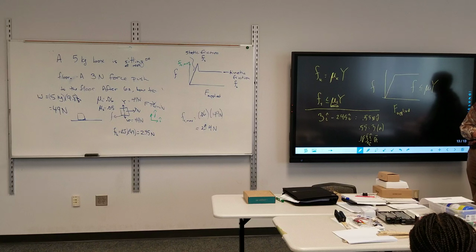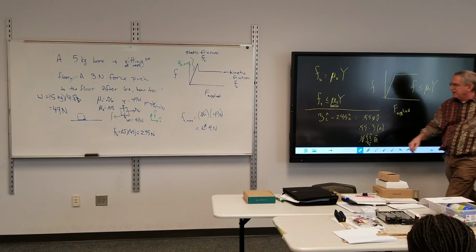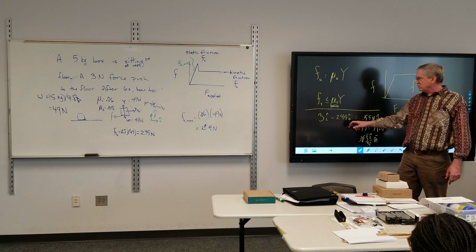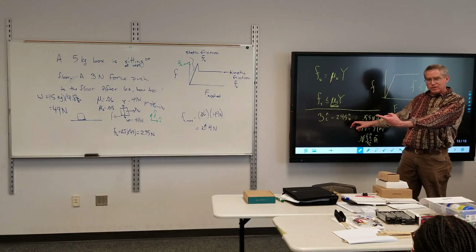Where did you get the 0.55 from? So I had 3 newtons going to the right. The friction was 2.45 newtons going back that way. Oh. And so the total.